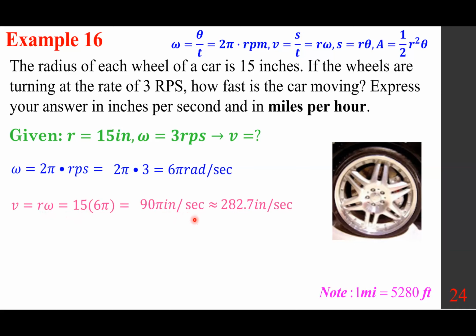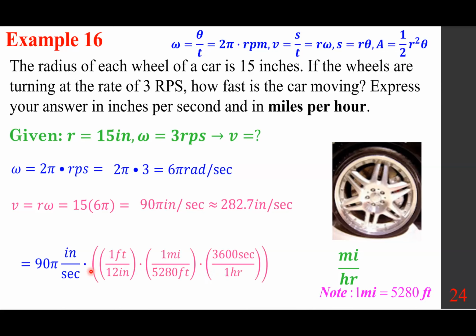And of course, that's an exact answer. We change the pi to 3.14159 and use a calculator. We want to change this to miles per hour. To do that, remember, 1 mile is 5,280 feet, and 1 hour is 3,600 seconds, since this is per second. So inches per second: 1 foot over 12 inches, 1 mile over 5,280 feet, 3,600 seconds over 1 hour, and it will do the job, and you get 16.1 miles per hour.